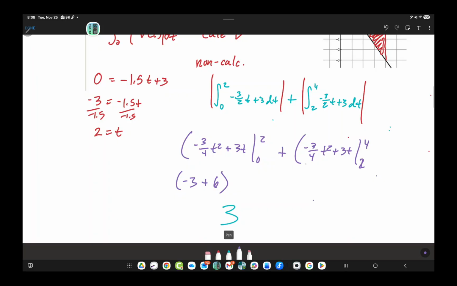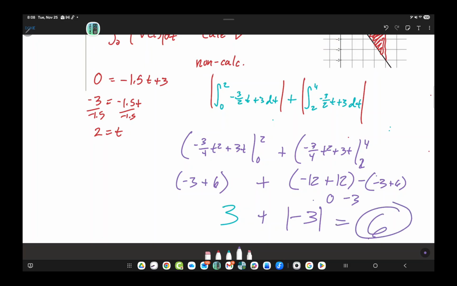So over here, plug in 4. That is going to give me negative 12 plus 12, minus plugging in 2, which is negative 3 plus 6. So it ends up being 0 minus 3, or negative 3. Now this is where I want to take that absolute value. So we get 6 total.